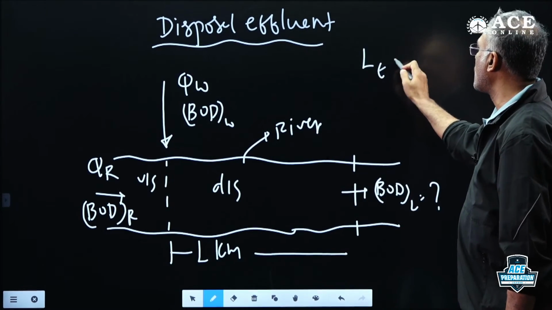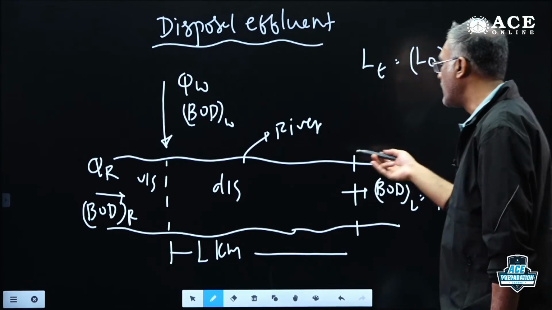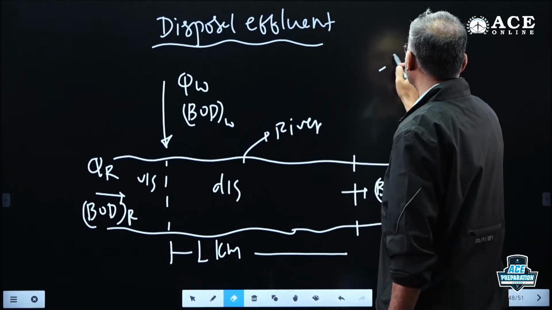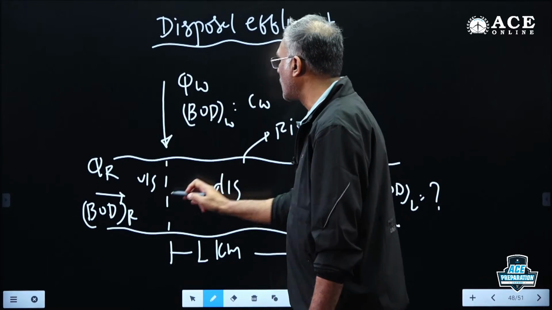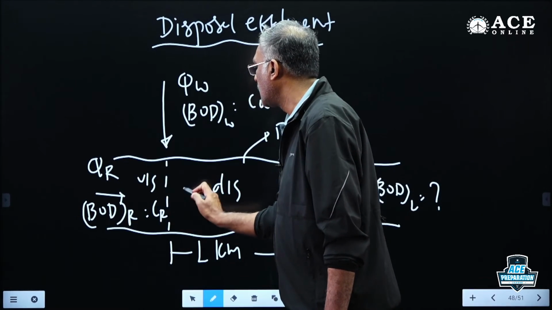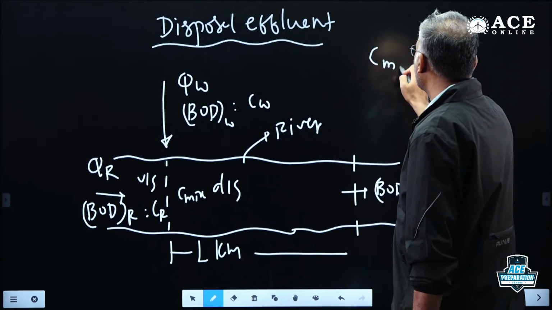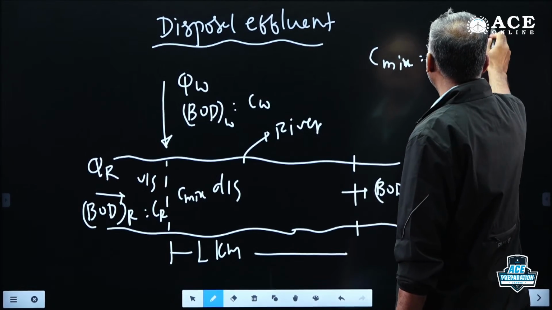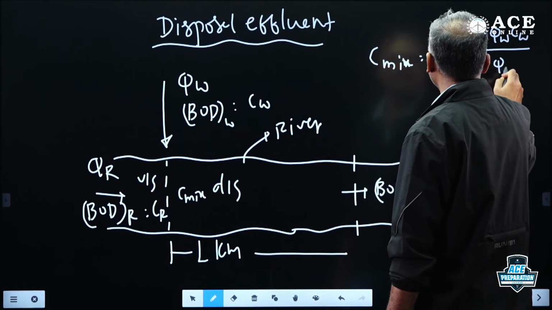BOD remaining at any time is equal to L0 or L mix, otherwise I'll take it as a concentration. It could be BOD or any parameter. Concentration of wastewater, this is concentration of river water. So after mixing here, this becomes C mix. So C mix is equal to Q river into C river plus Q wastewater into C wastewater by Q river plus Q wastewater.